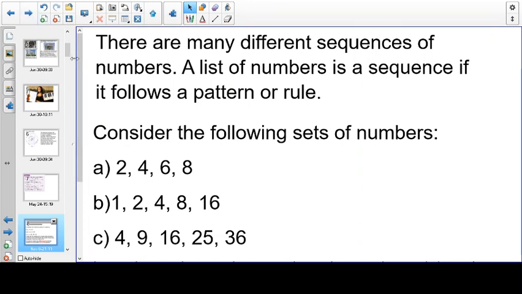Okay, so let's start. There are many different sequences of numbers. A list of numbers is a sequence if it follows a pattern or rule.